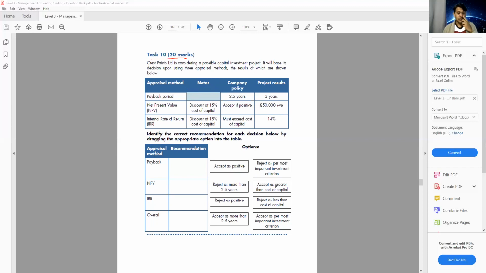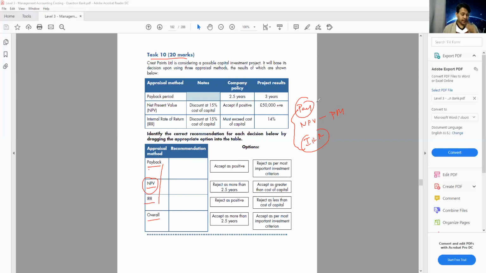Okay, before you start, I want to tell you something. All these methods we have: payback, NPV, and IRR. If NPV says something, you always follow that. Out of these three, for example, NPV and IRR, say they are the minister and he is the prime minister.